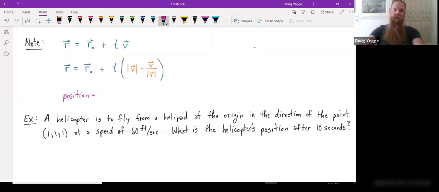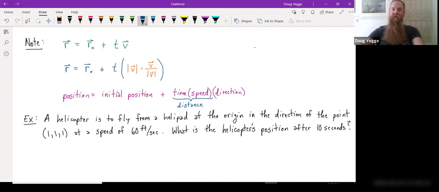which is r, is equal to the initial position, which is where we begin, plus the time, times the magnitude, which is the speed, times the direction, because v over the magnitude is the direction. But I'd like you to really recognize what's happening as well. If I look at speed times time, or rate times time, that's nothing more than a distance.